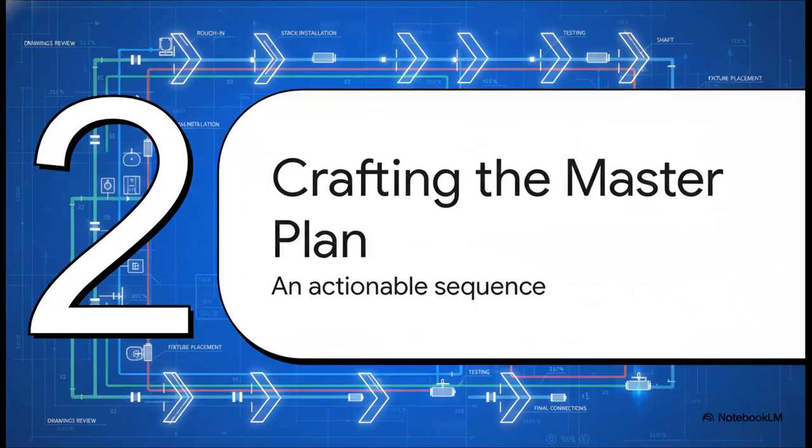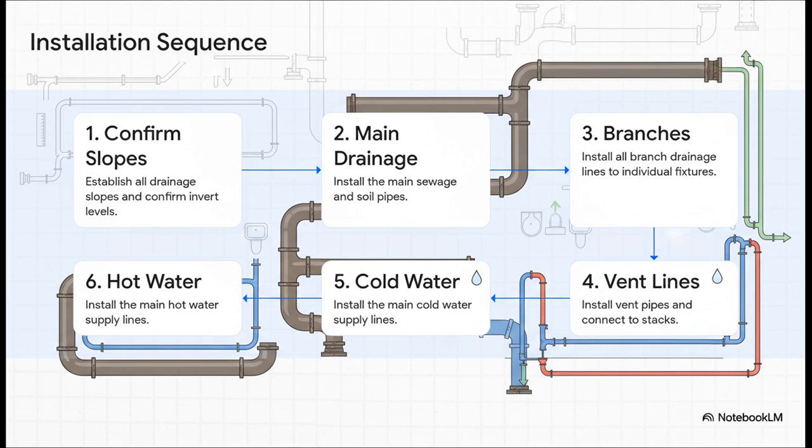So, we can read the map. Now it's time to chart the course. We're going to translate all that information from the drawings into a master plan. And this isn't just a simple to-do list, it's a strategic sequence, an order of operations that will make or break the installation. This sequence is your recipe for a smooth project, and the order is everything.